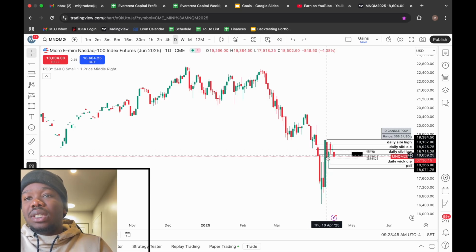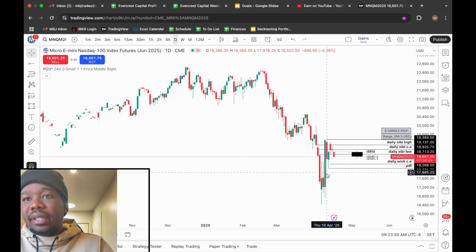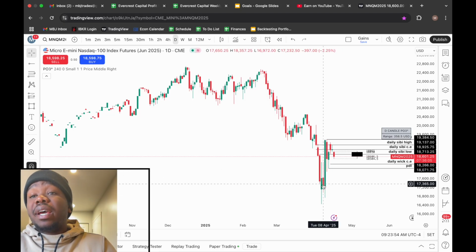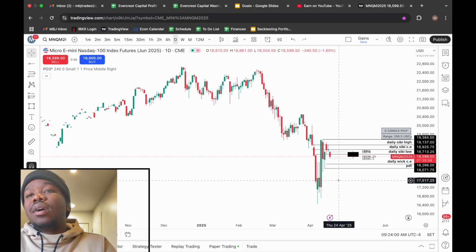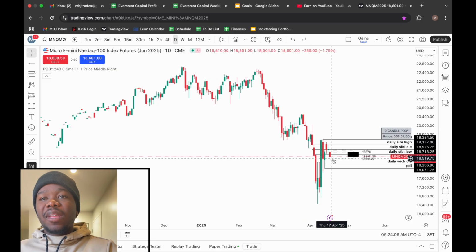And it's retracing into this bearish candle right here. So what we would expect to happen is for price to probably, from this inefficiency level, go higher, probably take out the previous day highs, but the market can be unpredictable at times.